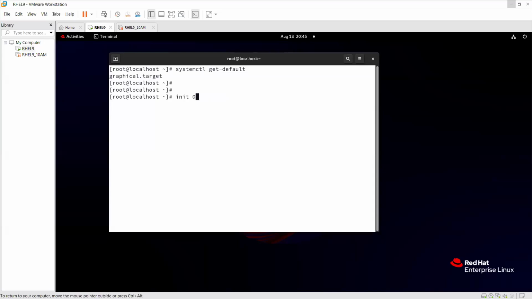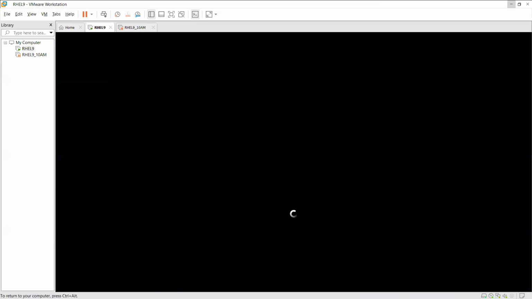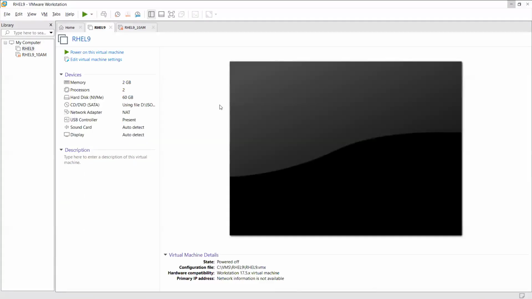0 is shutdown. 1 is single user mode. I told you already. So if I take 0, then what happens? The system is shutting down. Immediate action. Now the system is shutting down.